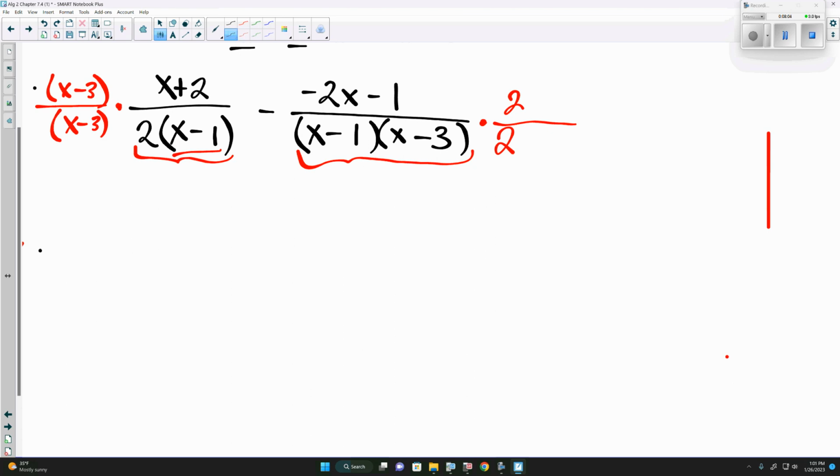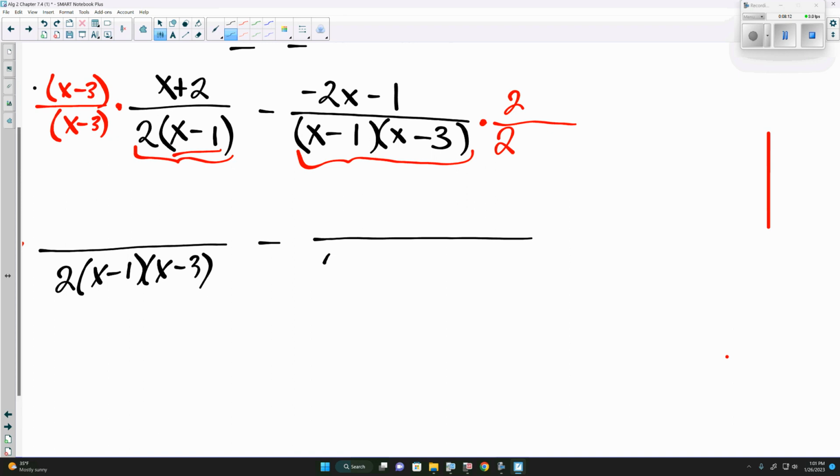Now we just need to multiply them together. So the denominators are going to be 2 times x minus 1 times x minus 3. The order in which we write our 2 sets of parentheses, x minus 1 and x minus 3, really doesn't matter as long as we have them both listed.